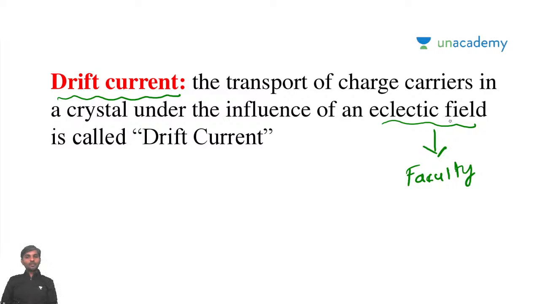Drift current is because of the electric field. Means let's say some charge carriers are here like this. Anyway, I'll talk in detail when we talk about pentavalent or trivalent impurities. But remember, drift current is nothing but the transport of charge carriers in a crystal under the influence of an electric field. I should call this an external electric field.